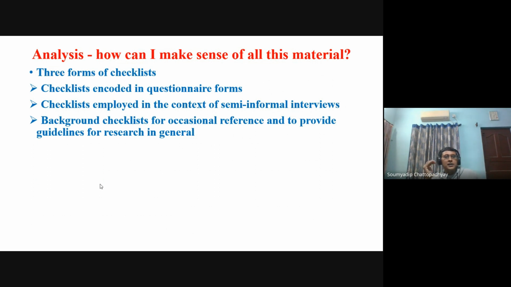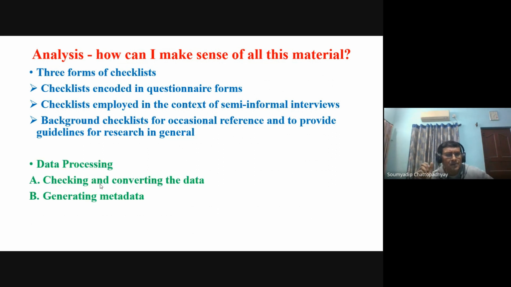Before undertaking any analysis of the research, you have to check these three checklists. What are they? First, you have to ensure that the checklists are encoded in the questionnaire form. Second, the checklists are employed in the context of semi-informal interviews. And you also have a background checklist for occasional reference and to provide guidelines for the research in general. If you are sure about these checklists, then it will be easier for you to analyze the data.